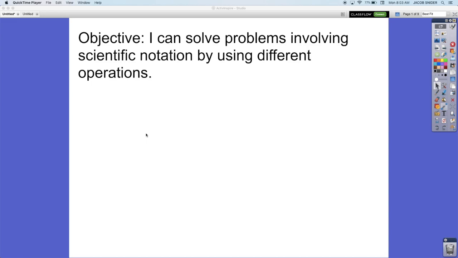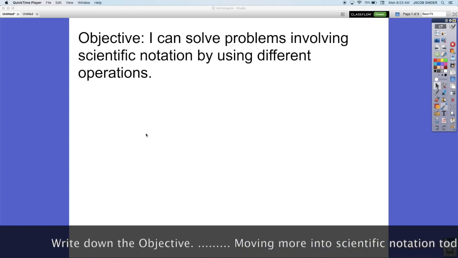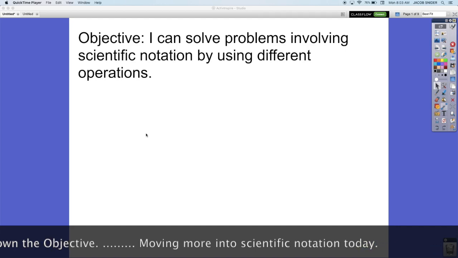notation. Okay, so here's kind of the game plan for the week. So, we're going to do scientific notation with operations today, and probably tomorrow as well, or a good chunk of tomorrow. Then we're going to review, and then probably Thursday we're going to take our test. Okay, so it's a pretty short unit this time, and we'll be ready to go from there.